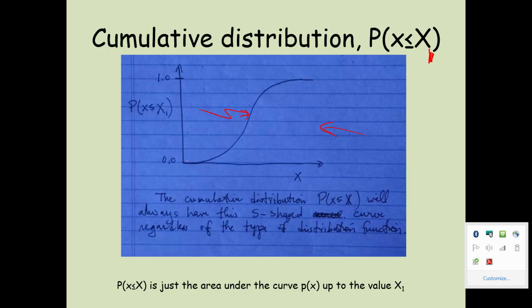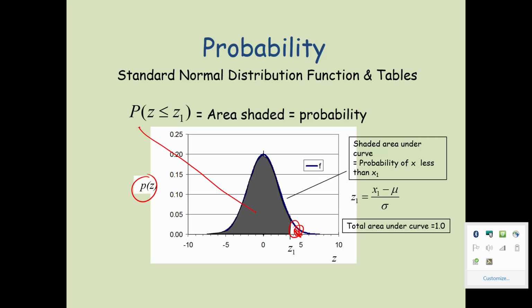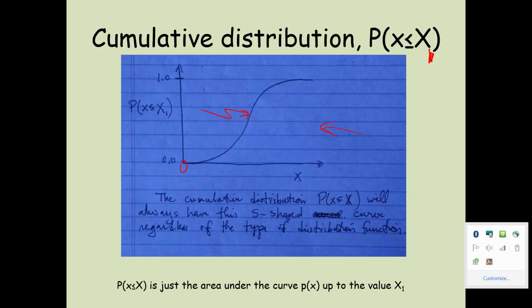They would start off with 0 on the left hand side, and as the value of small x increases, eventually they would reach the value capital P of X less than or equal to x1 equal to 1.0. As I mentioned before, the area underneath the curve that was shown in the previous slide is equal to 1.0. So as I allow the value of x to increase to the right, maybe go to infinity, the value of capital P of x goes to 1.0.